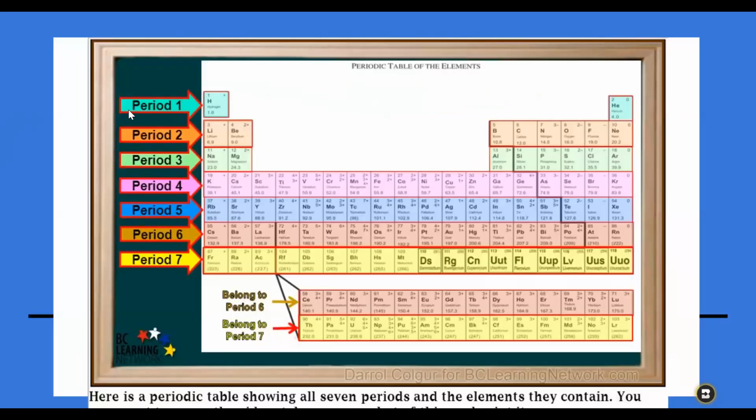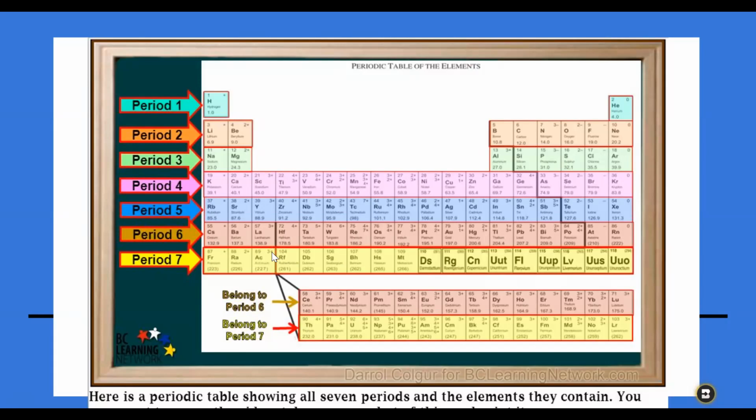And there are horizontal rows. These horizontal rows are called the periods. If you look, there are 7 periods. Look here. This belongs here. You see this? This is also period 6. Then this period 7 belongs here.